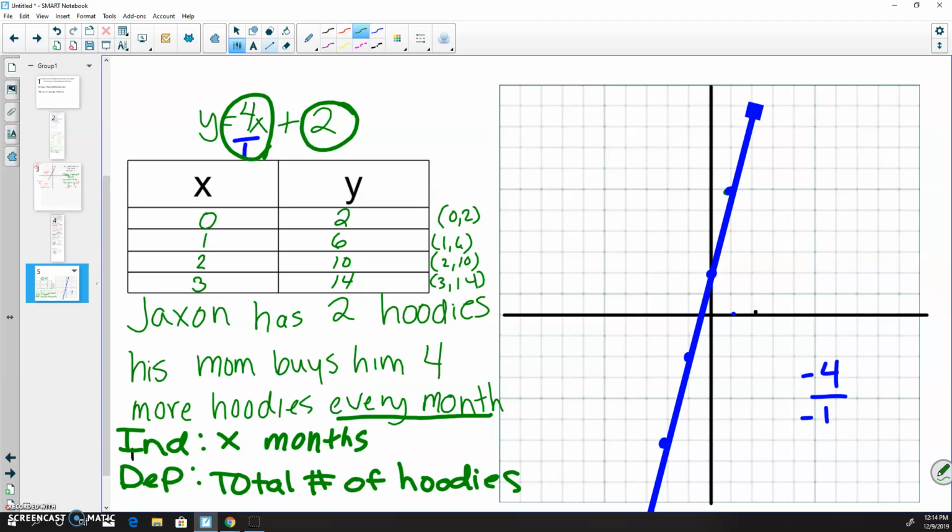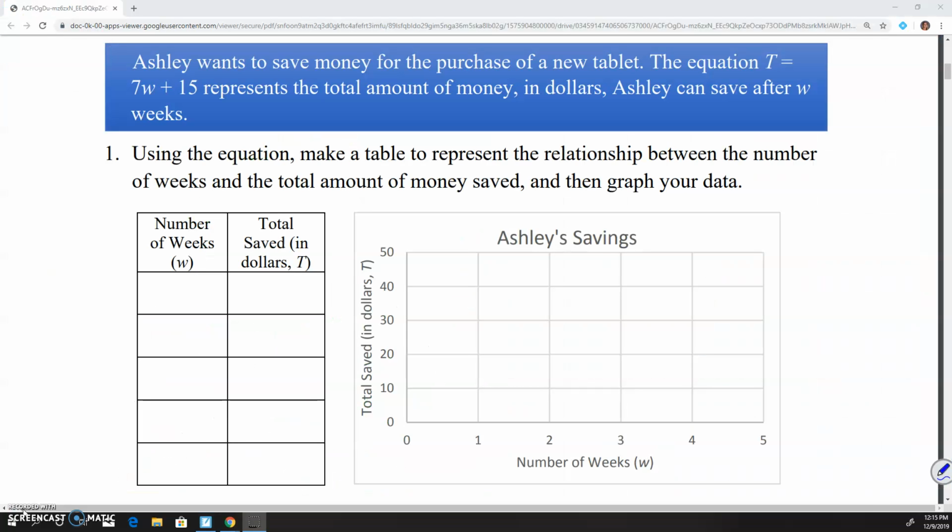Yes? Okay. Ashley wants to save money for the purchase of a new tablet. The equation is T equals 7W plus 15. So your total equals 7W plus 15. It represents the total amount of money in dollars Ashley can save after W weeks. So we know W represents what? Weeks.